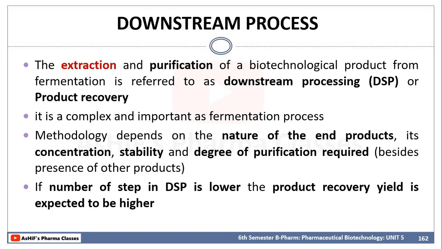So we have to minimize the steps which are involved in the recovery process or downstream process.